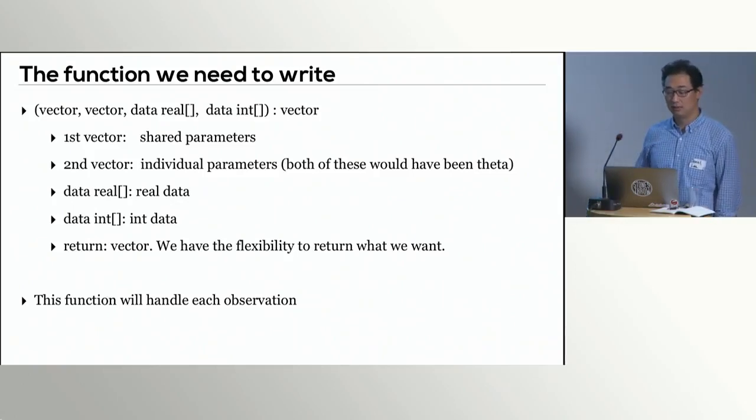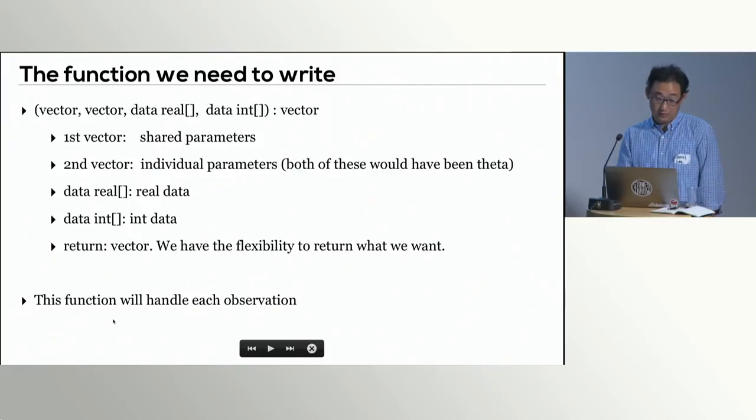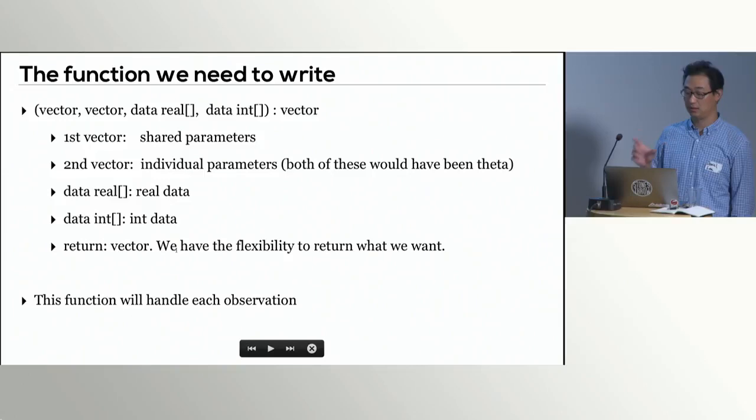This return type gives us the flexibility to return what we want. We could return the states of the ODE. We could already compute the log density, sum it all up, and just return a single value if we wanted. It depends on what you want to do. For this example, we'll return the states as a vector, just concatenated. And this function will handle each observational unit, right?